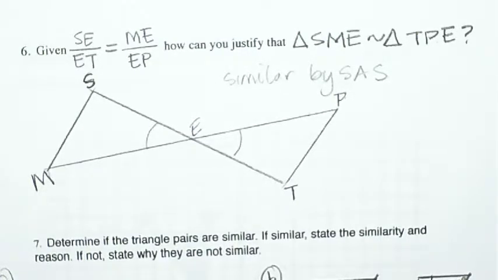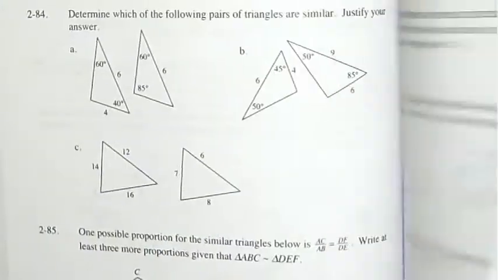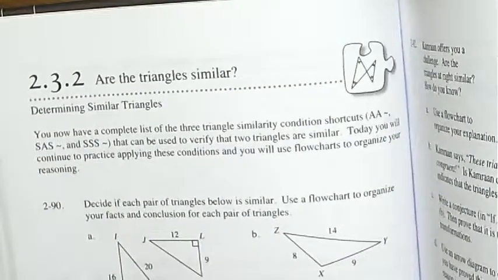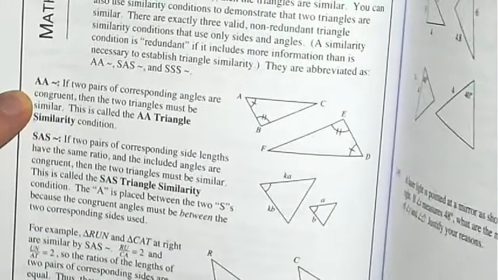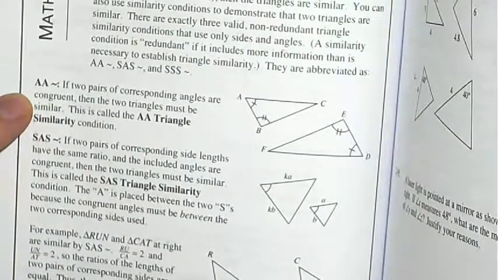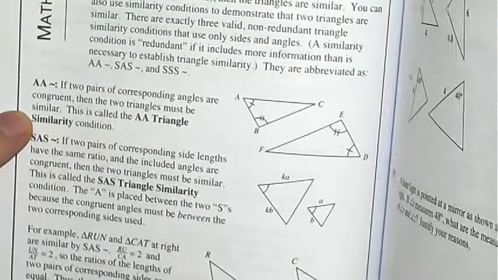It's in lesson 2.3.2. And there's only 3 short for similarity, not as many as there are for congruence. So 2.3.2, conditions for triangle similarity. Angle, angle. If 2 pairs of corresponding angles are congruent, then the 2 triangles must be similar.